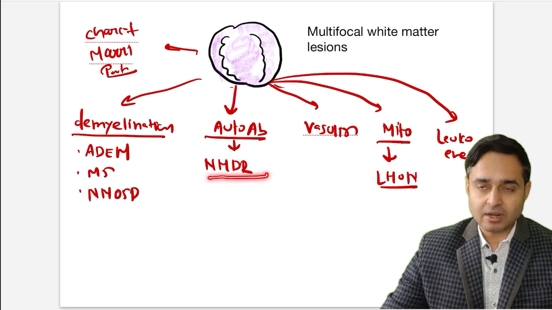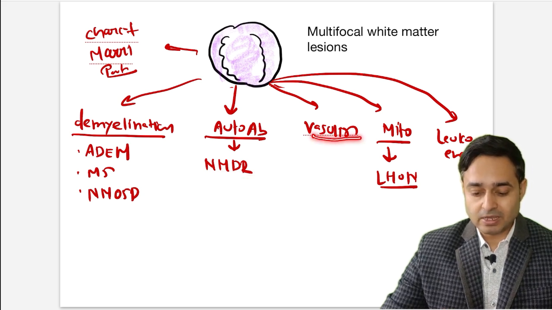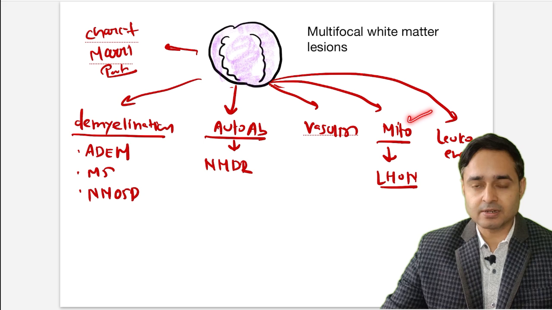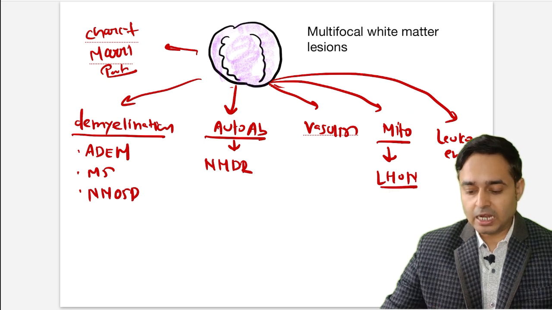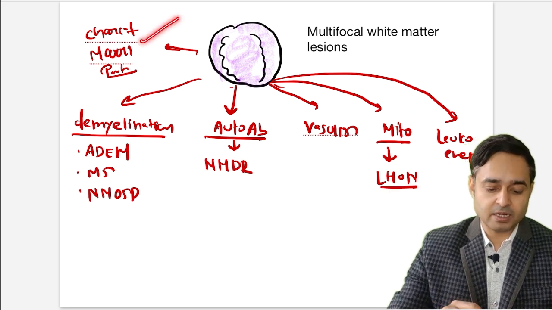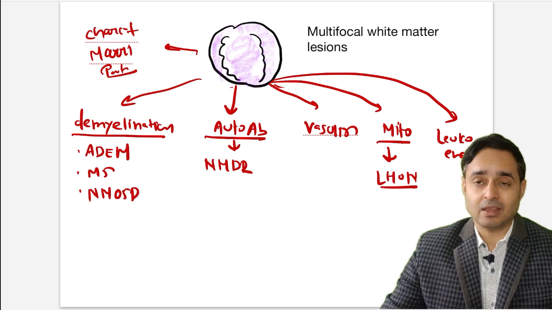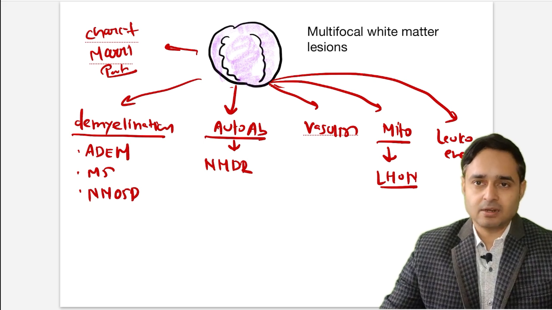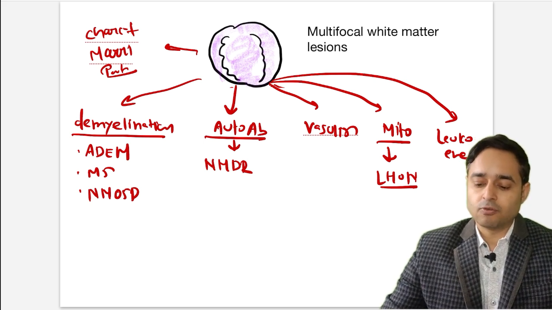Autoantibodies, NMDA encephalitis can do this. Vasculitis, mitochondrial disease like LHON, and leukoencephalopathy and Charcot-Marie-Tooth disease. So this is a very important slide, which are the DDs of multifocal white matter.